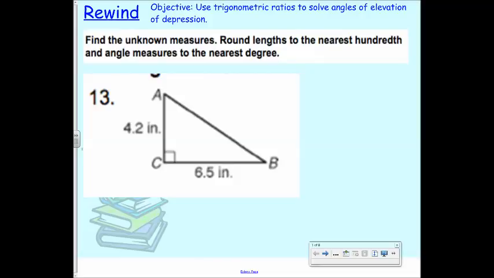All right, so we have a pretty short lesson today. We're going to talk about angle of elevation and angles of depression. Just as a quick review, because you're going to need to know this for angles of elevation and angles of depression.